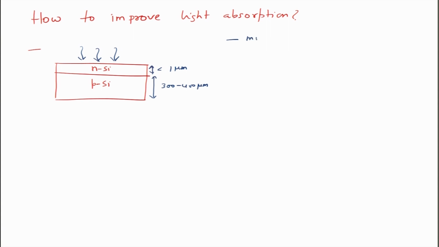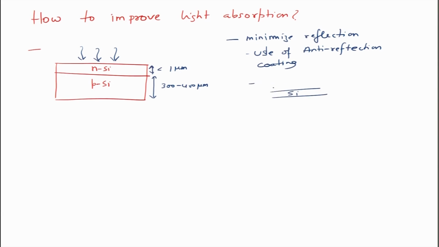First thing is to minimize reflection, and this reflection is minimized by use of anti-reflection coatings, and generally we have a bilayer, so on silicon you can have SiO2, and on top of that we have a layer of TiO2. Okay. So, this leads to improved anti-reflection properties of silicon surface.